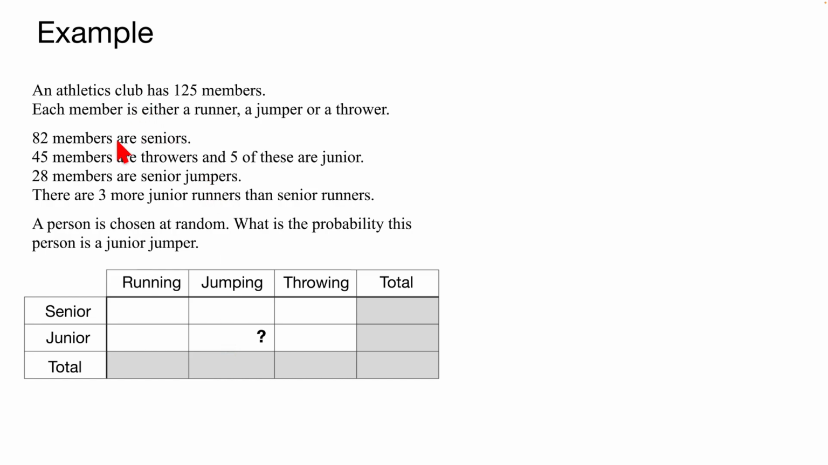Okay, so 82 are seniors. Well, that's an easy one. Oh, sorry, 125 is the total. 82 are seniors, so that leaves 43.